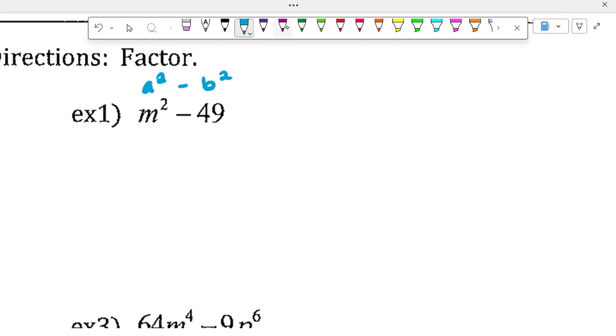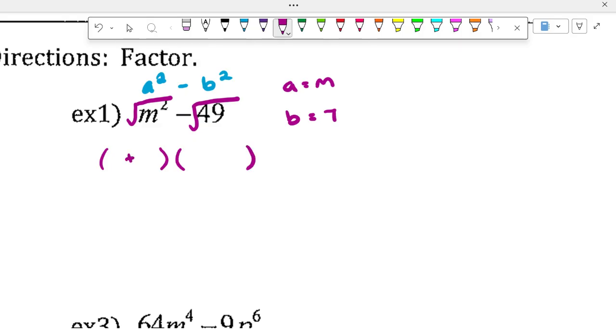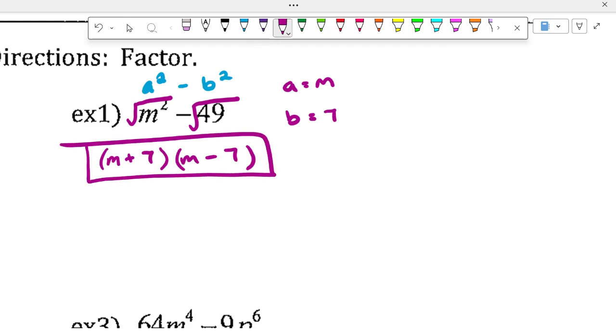Now, to factor, all you got to do is just figure out what those square roots are, so what a and b are. So I want to take the square root of the first and the square root of the last. Don't include the negative in the last. So what's the square root of m squared? M. What's the square root of 49? 7. So remember to factor, plus here, minus here. You put your first term, or your a value, first. So m is going to go first. B value is 7, so 7 goes last. And that's all there is to it. It's completely factored now.